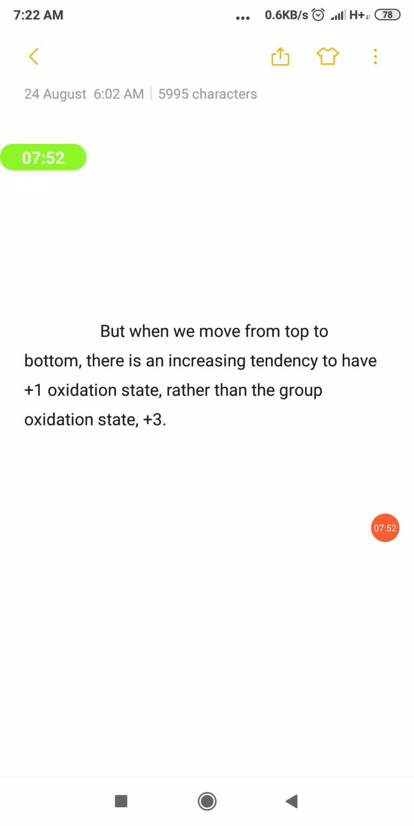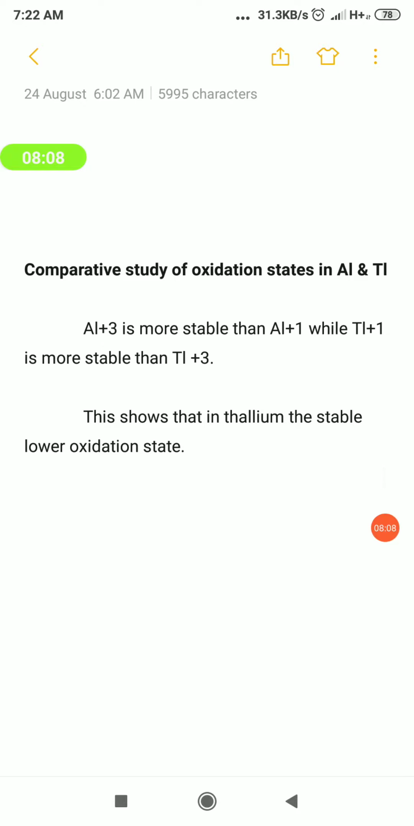Is it clear, students? Boranukum aluminium +3 தான் common oxidation state. But in the case of post transition elements, மேலேருந்து கீழே வரும்போது +3க்கு பதிலாக instead of +3, the atoms prefer to show +1 oxidation state. Okay, now we are going to see a comparative study between aluminium and thallium. This is a very important question. It can be asked in compulsory. Okay, aluminium 3+ is more stable than aluminium +1, whereas thallium +1 is more stable than thallium +3.